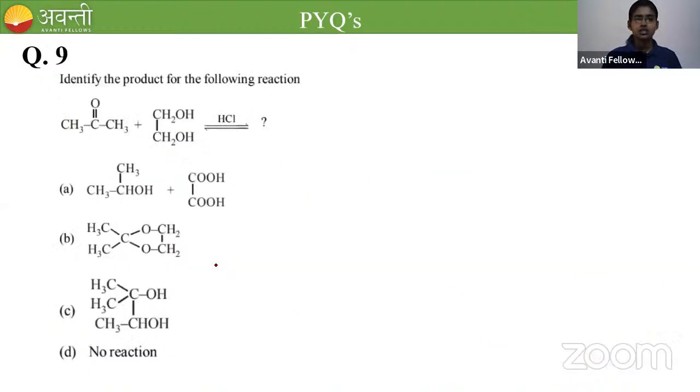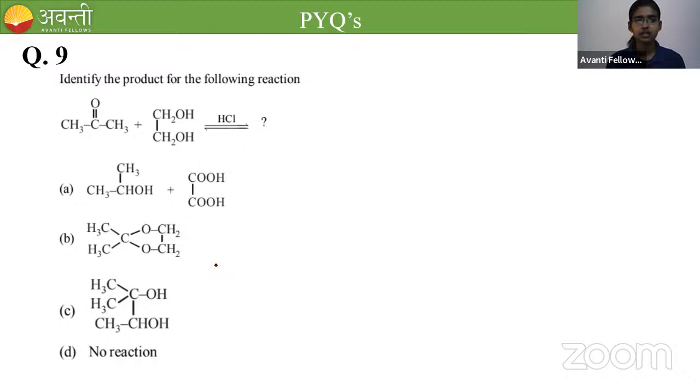Okay. So this is question number 9. Identify the product for the following reaction. A ketone on reaction with ethylene glycol in presence of HCl forms a compound, and you have to find out that compound. Basically, you will get a ketal, right? Option A gives 2 products, options B and C give 1 product, and another option says no reaction. What is the correct answer for this question? It is the addition of the alcohol nucleophile to the carbonyl part.